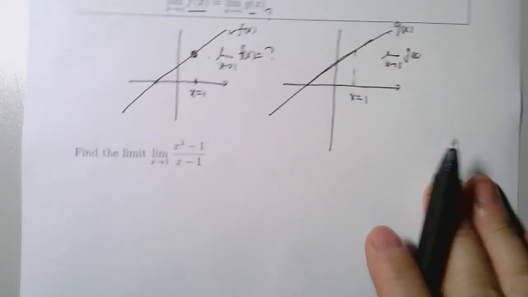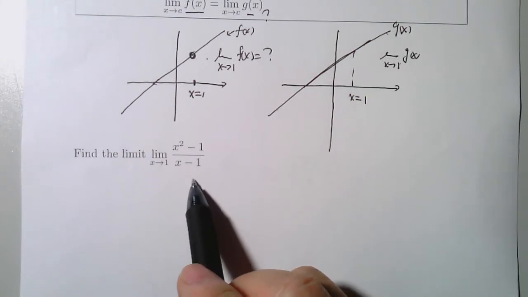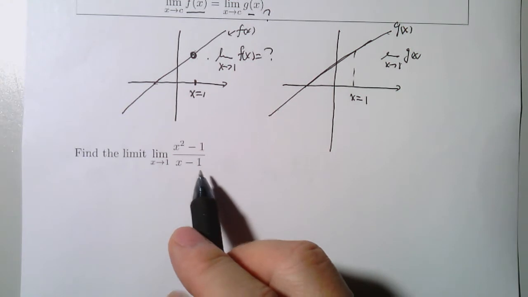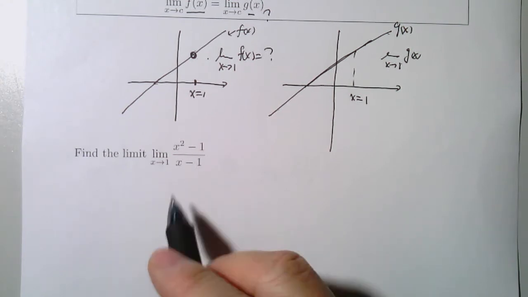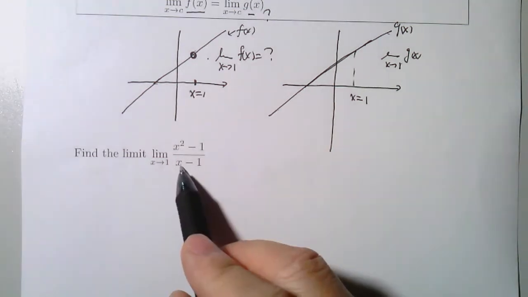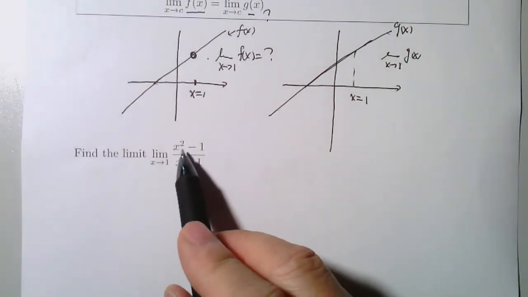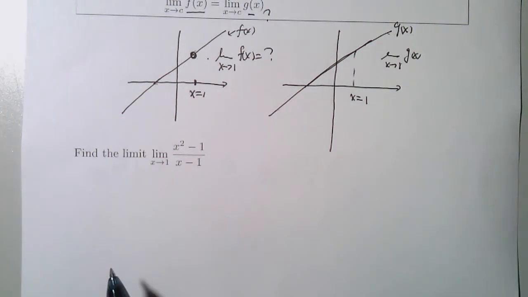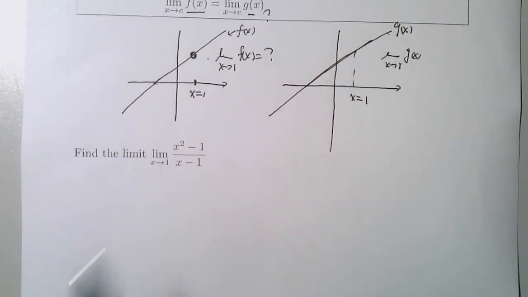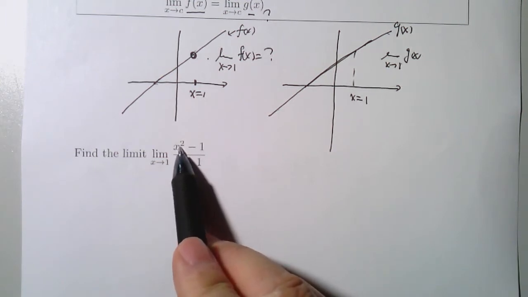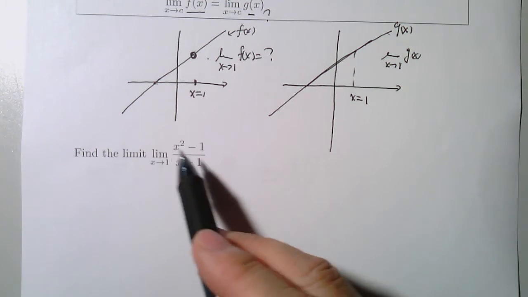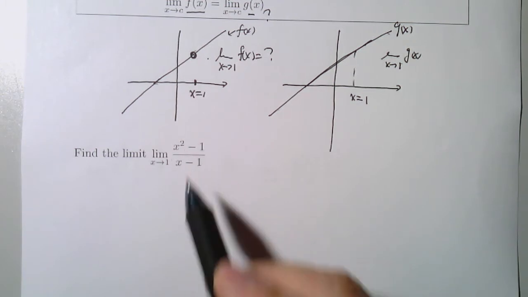Let's take a look at this example. I want to find this limit. We know that when we find a limit, the first thing we want to try is substitution. If I can directly substitute x with 1 there. When you put 1 in there, 1 minus 1 is 0, 1 squared is 1, 1 minus 1 is 0. So you can't do substitution, because that's 0 divided by 0.